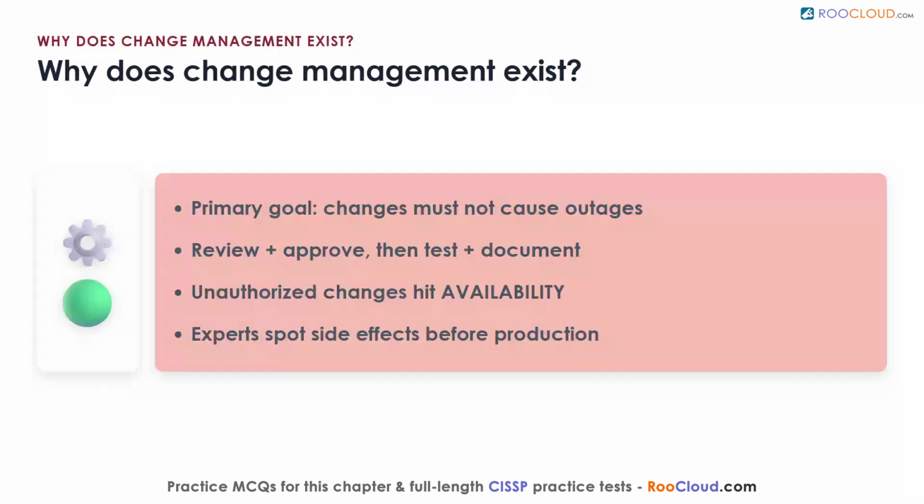Its primary goal is simple. Make sure changes do not cause outages. Every change should be reviewed and approved by the right people, then tested and documented before it goes live. The danger is that changes ripple. Fix one system, and you can unknowingly break another. Unauthorized changes strike straight at availability, the last letter of the core triad. A proper process gives experts the chance to spot unintended side effects first, and gives administrators room to check their work in a safe environment before touching production.